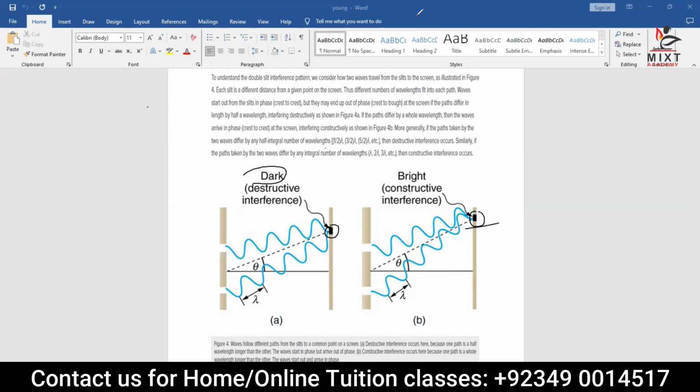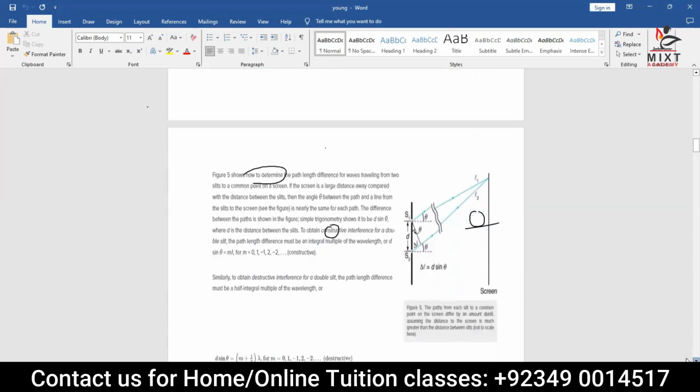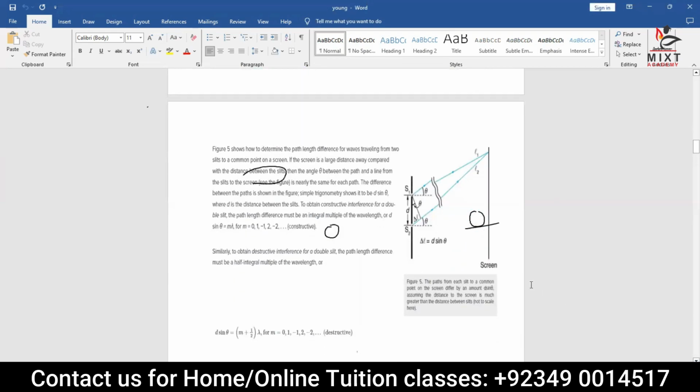Now in this diagram, when you find dark, it is destructive interference; bright is constructive interference. Now we need to find out the path difference, which is very, very important. This is the formula for the path difference. Now, what do we mean by path difference? That's what we need to find out. Let me just rub that. Wait a second. Now, what is the path difference? Path difference we have to find out.